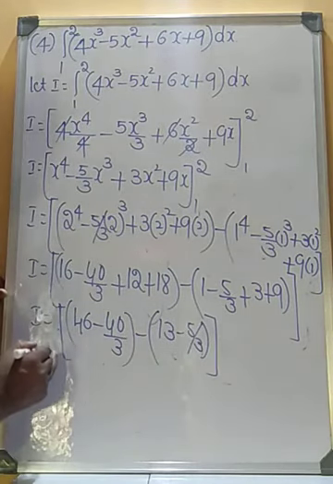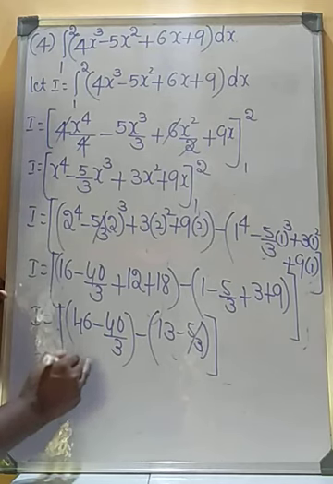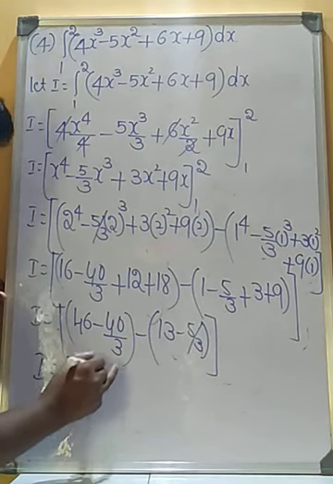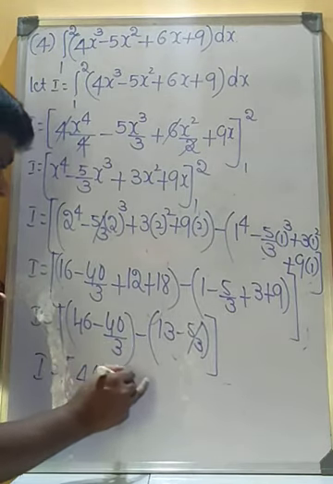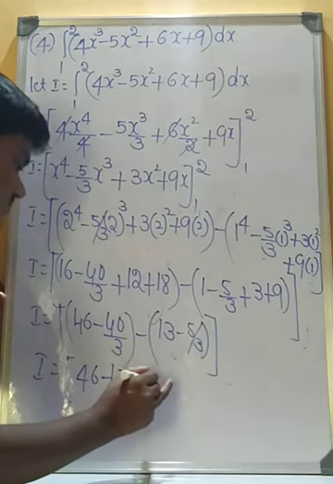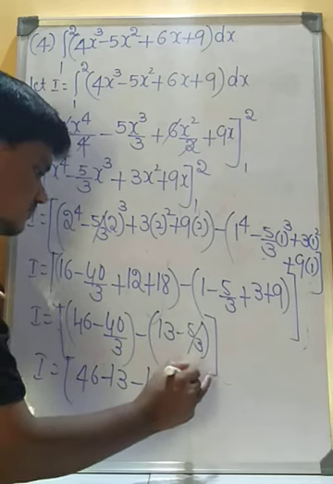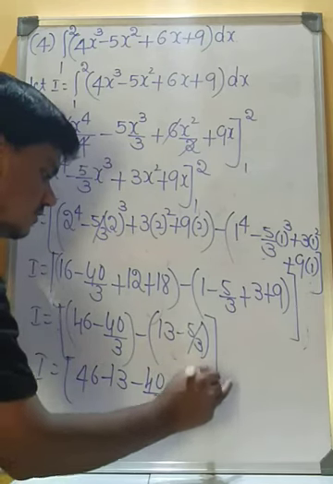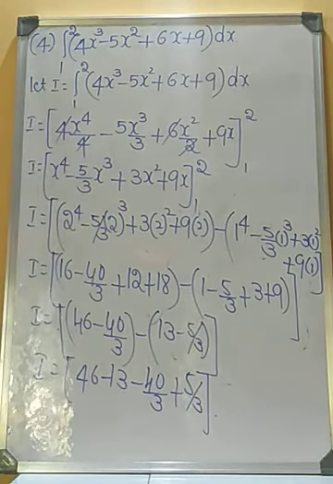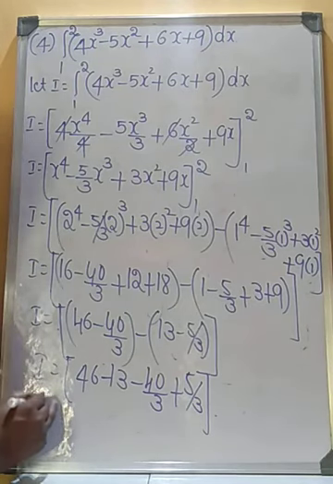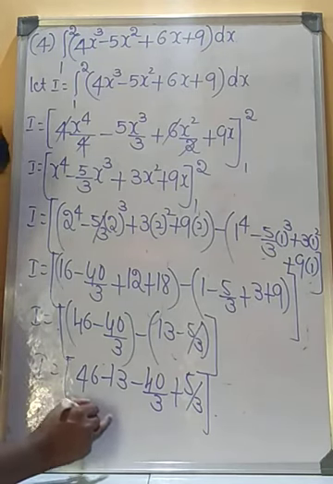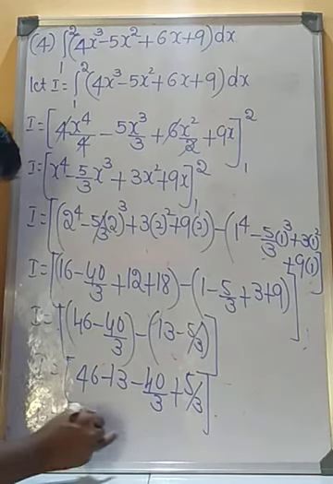So therefore I equals 46 minus 13, minus 40 dividing by 3 plus 5 by 3. So simplify that, I equals 64 dividing by 3.